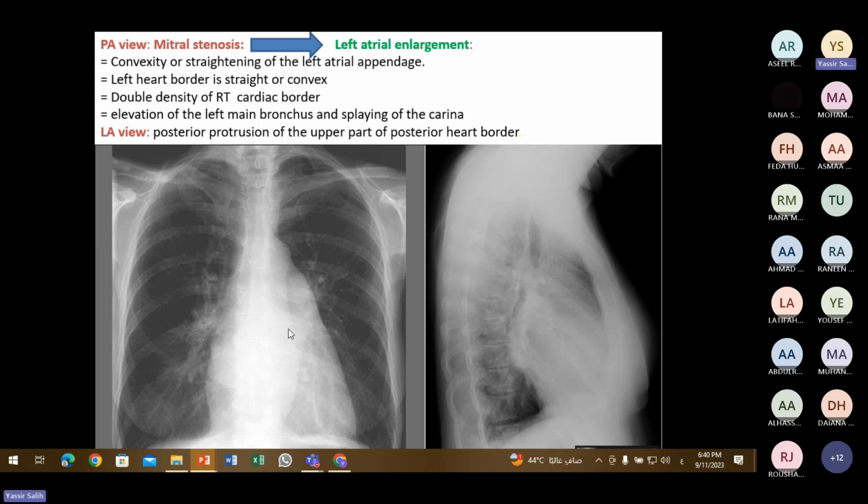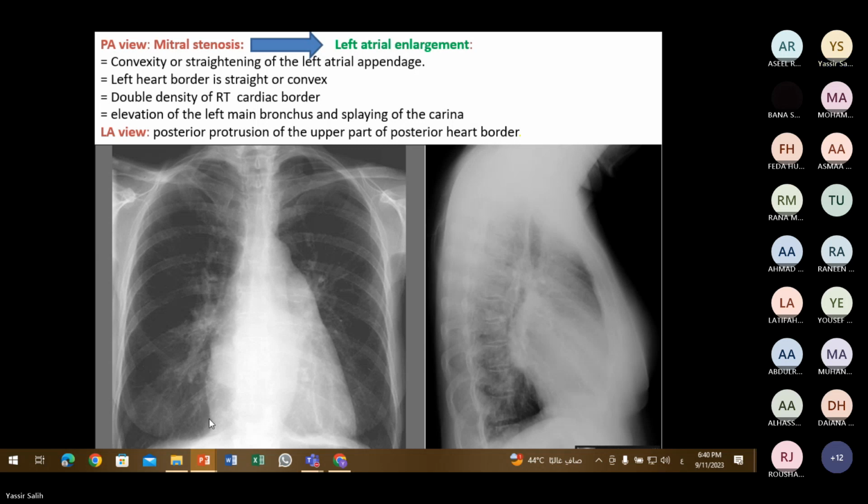And also there is a double right cardiac shadow. You notice the shadow of the right cardiac border and another shadow. We have a double shadow. Normally the right cardiac border is formed by the right atrium, but here we have a double shadow, another shadow due to enlargement of the left atrium. So it looks as if we have a double shadow. This is the first shadow. This is abnormal, but we have the normal shadow originally caused by the left atrium.